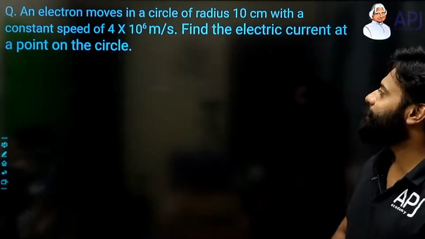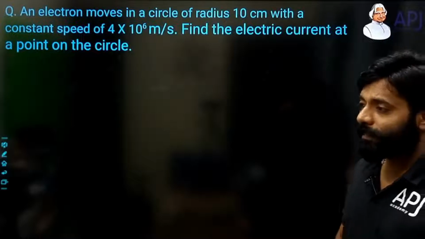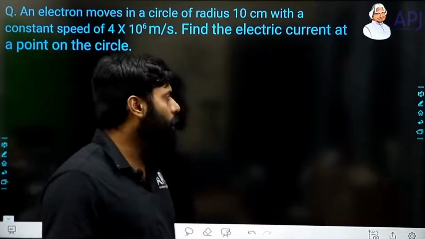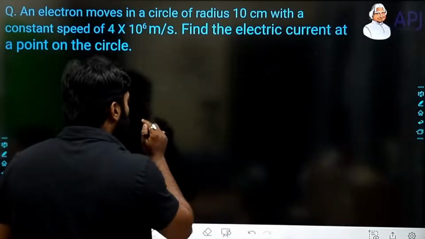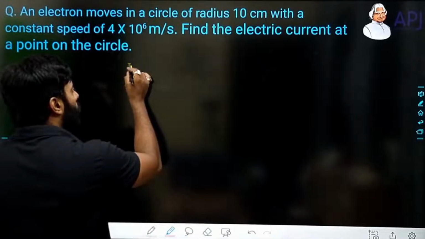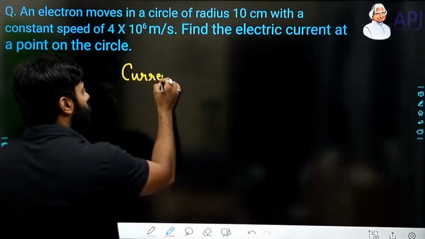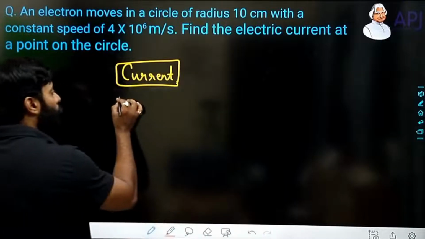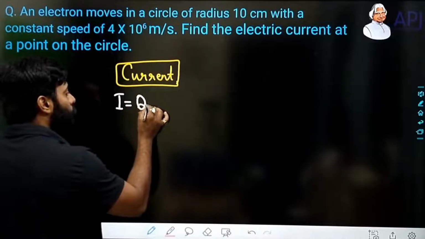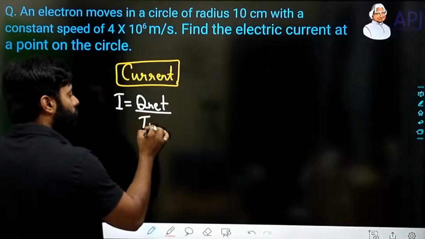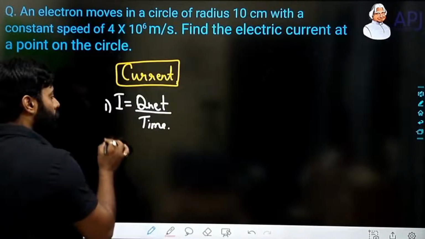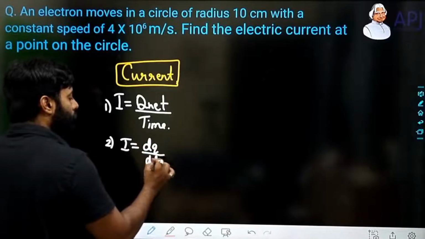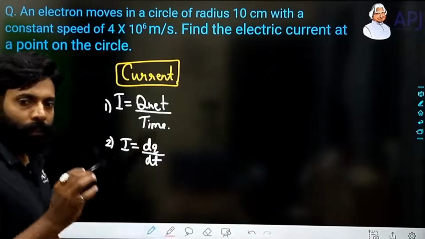So the next question is: an electron moves in a circle. Here also we have to use another concept. Till now we have discussed current: first, I is equal to Q net by time. Second, I is equal to dq by dt.